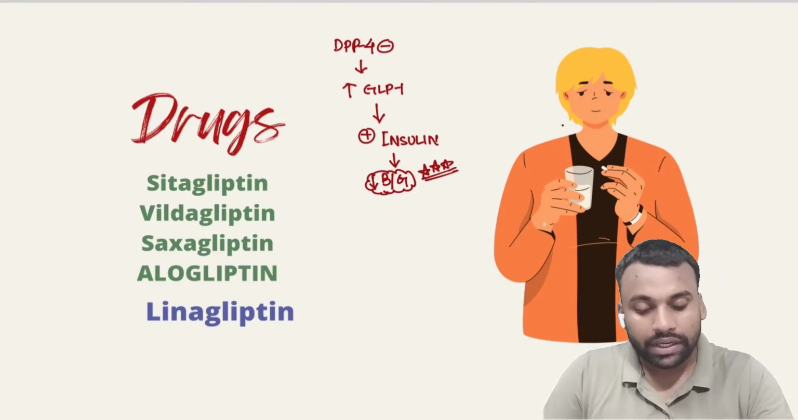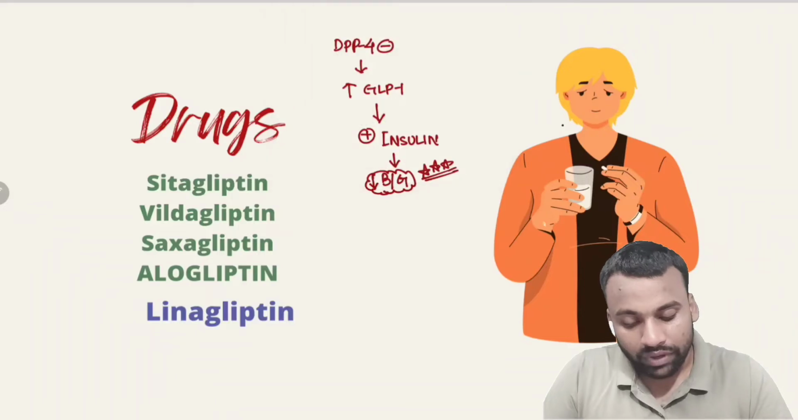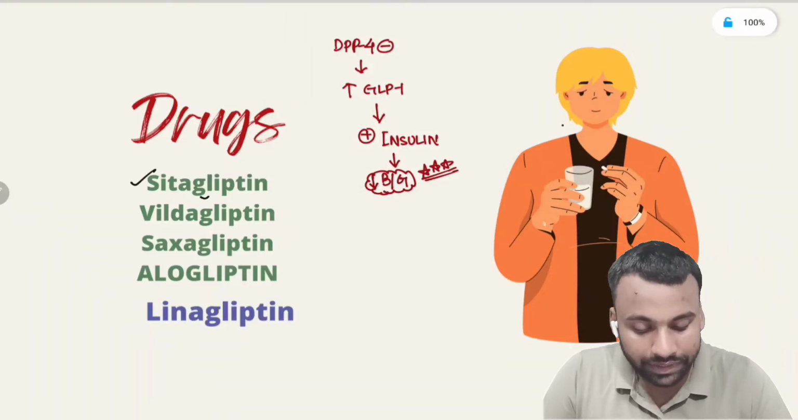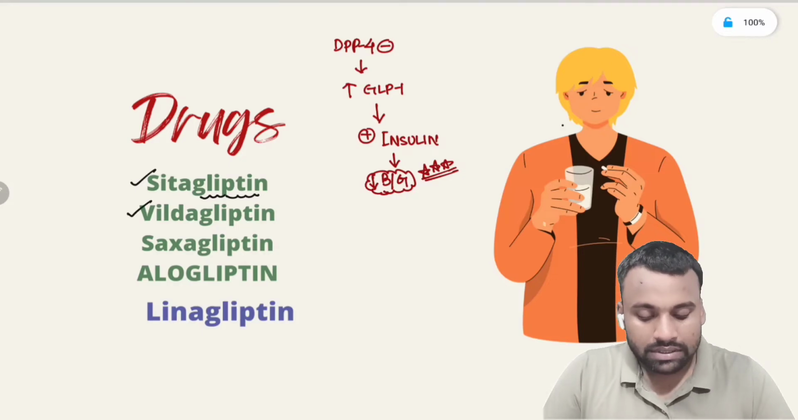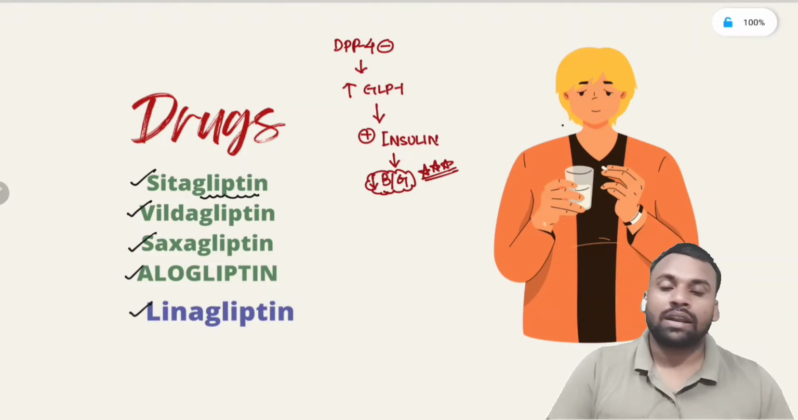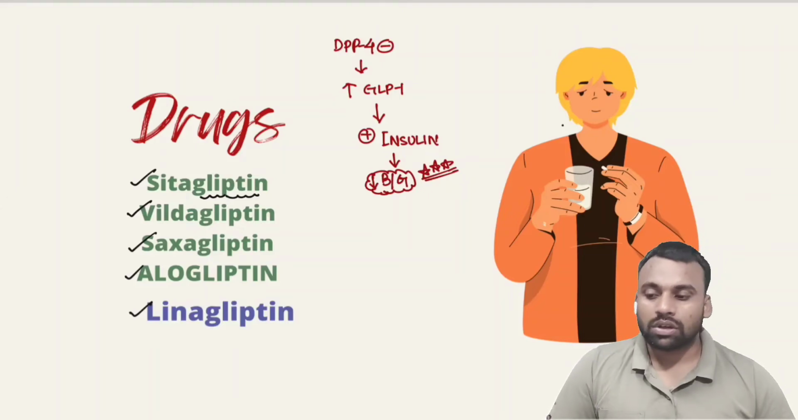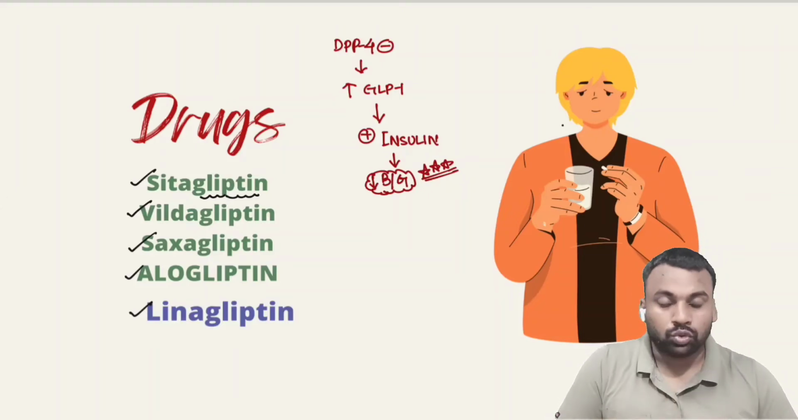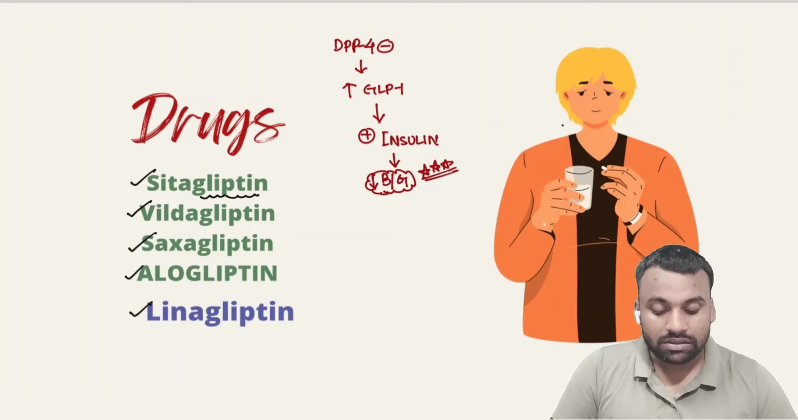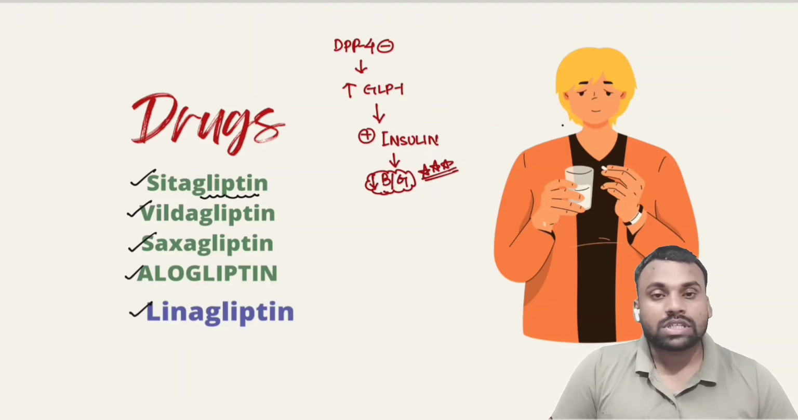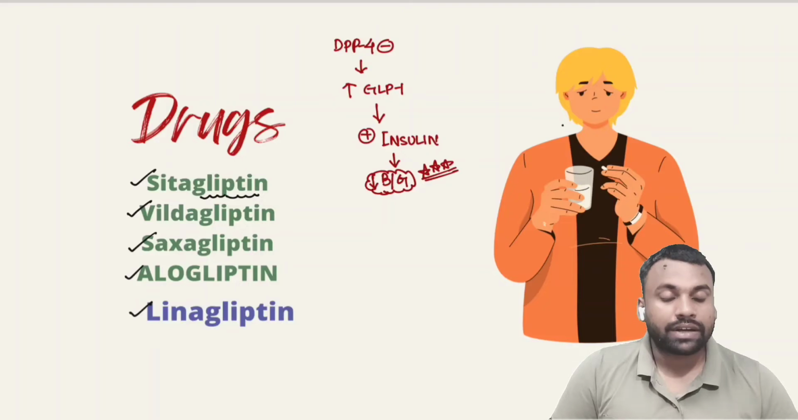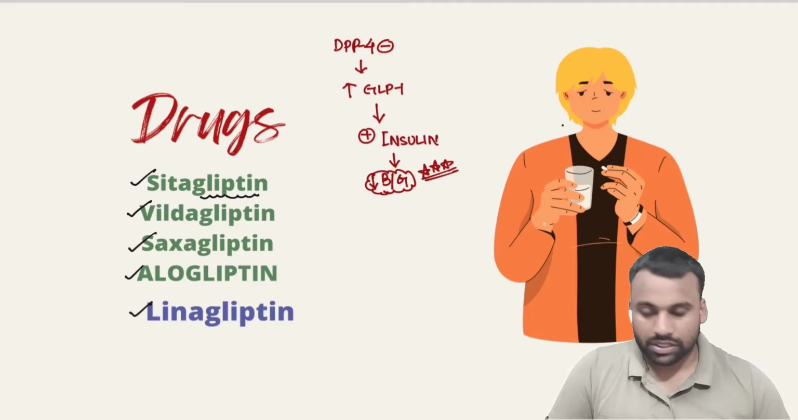And what are the drugs included in this group? In this group we have the gliptins: sitagliptin, vildagliptin, saxagliptin, alogliptin, and linagliptin. These are the important drugs, and we can use them in combination or separately. The main adverse effect of these drugs is nasopharyngitis, or upper respiratory tract infection.